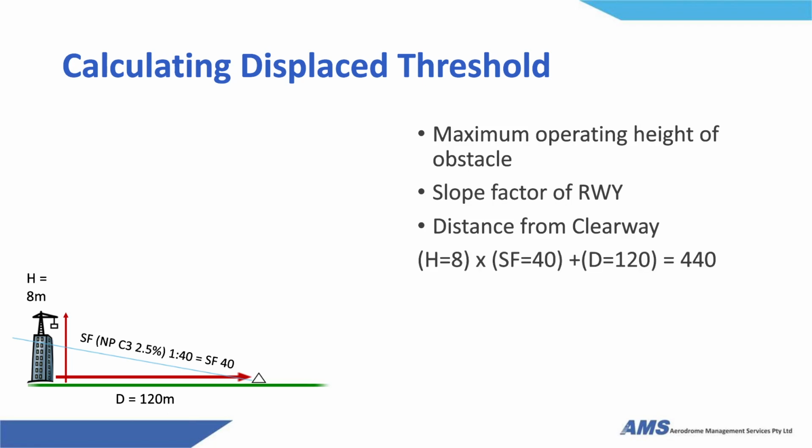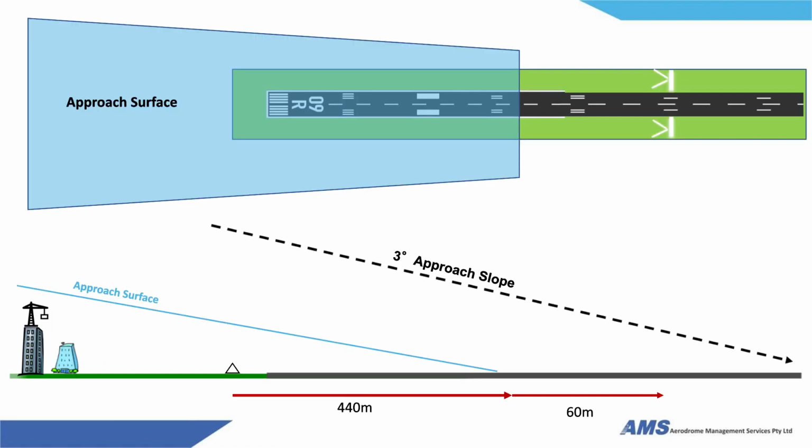So our calculation is the height times the slope factor plus the distance, which gives us a total of 440 meters. That is how far we're going to have to displace the threshold to maintain a safe approach surface. So if we have a look at this diagram, we've now displaced the threshold. So we've changed the approach surface. The approach surface originates much further down the runway to clear the new obstacle.